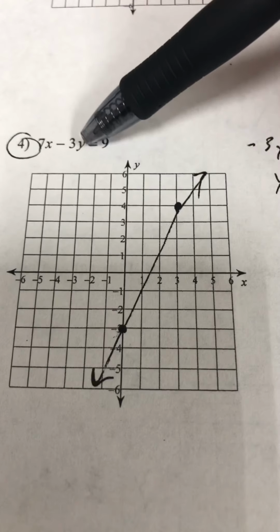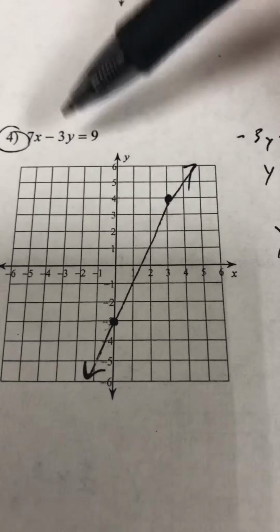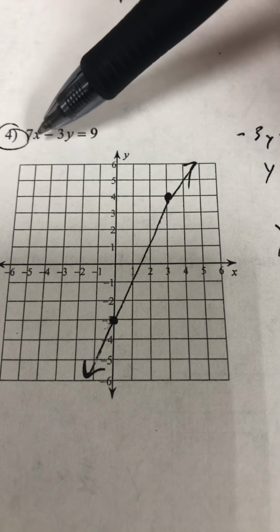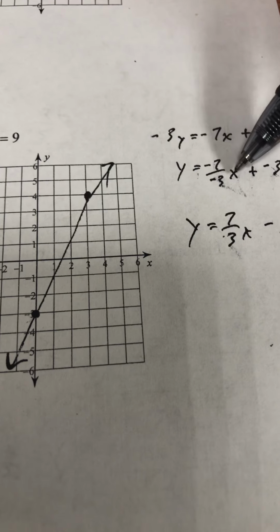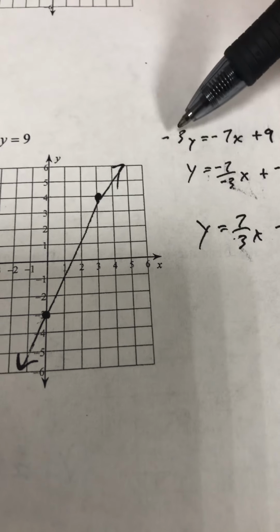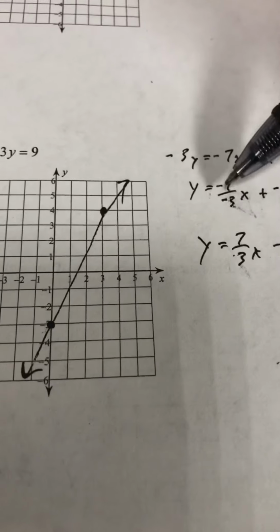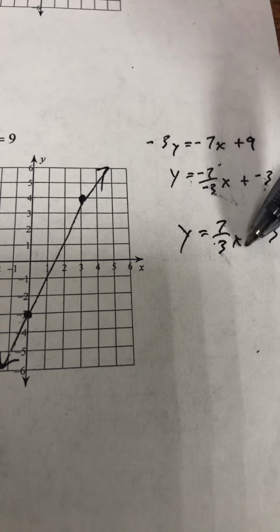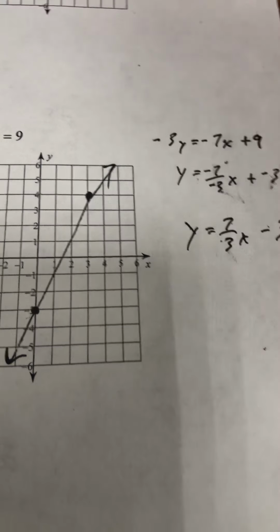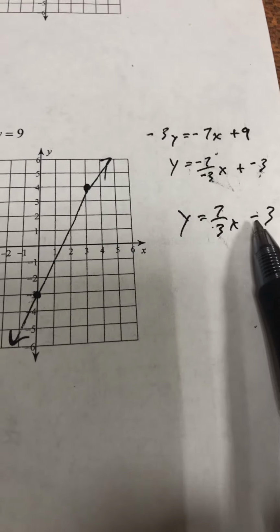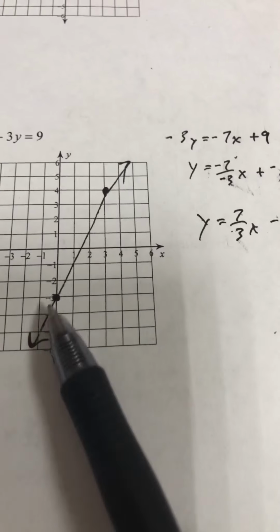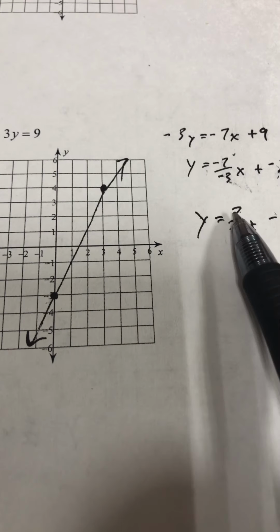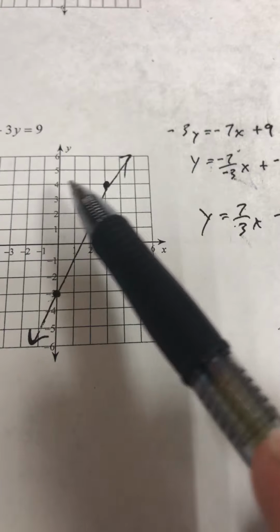For this one, we do have to get y by itself, so I have to get rid of the 7x first. I subtract 7x from both sides, and then I divide both sides by -3, and I end up getting y equals 7 over 3 x minus 3. So my -3 is my y-intercept, and I'm going up 7 over 3.